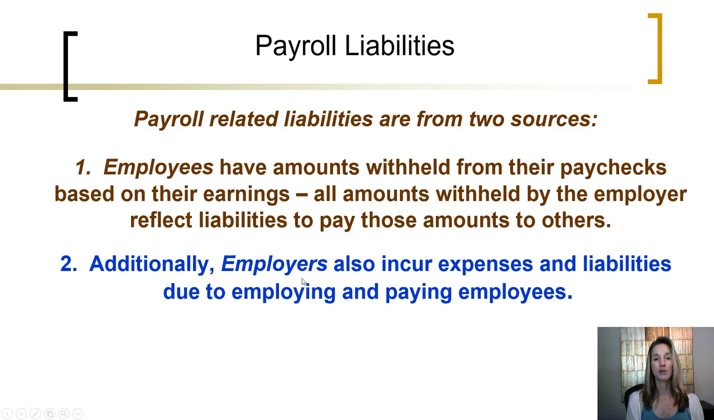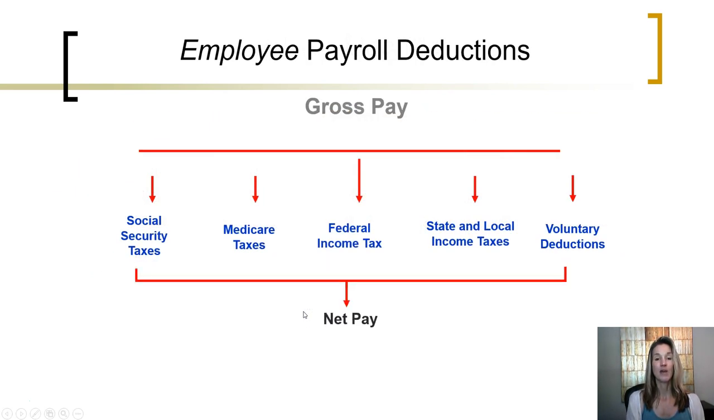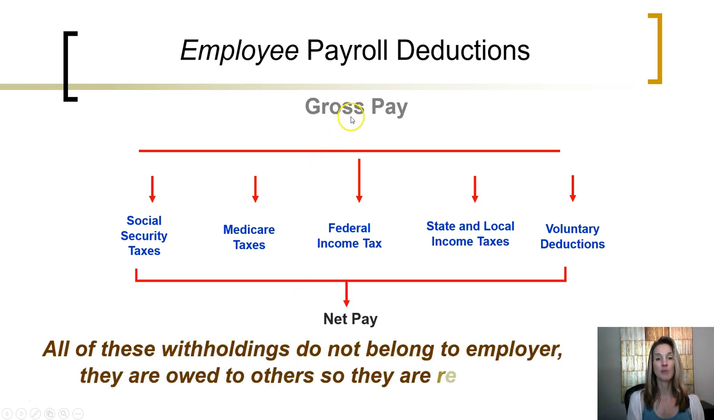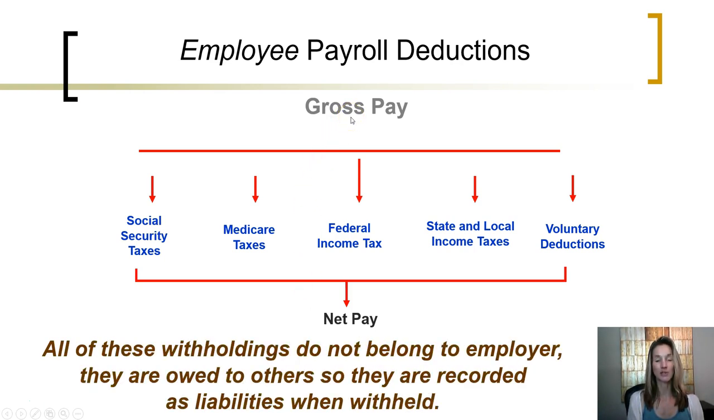Additionally, employers also incur expenses and liabilities due to the fact that they employ and pay employees. So when we look at employee payroll deductions, the gross pay that an employee earns is based on their wages or salary. The amount that actually ends up being paid to the employees is the net pay.